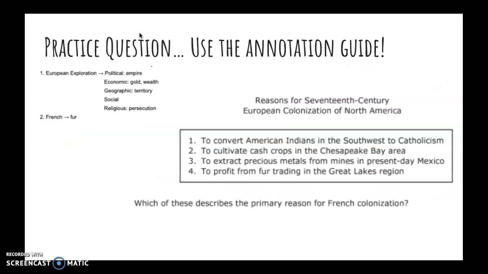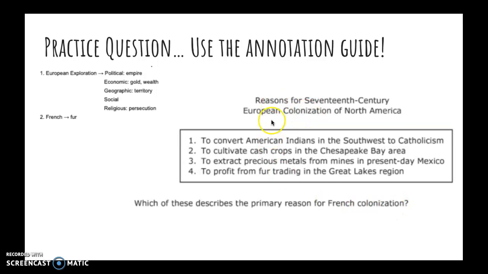So what would a practice question look like? And I want you to use the annotation guide. You'll see I've also put it over here for you. It won't be on all of them, so have it ready. So this question, and no, I don't have the multiple choices on here, so we're going to figure it out together. Which of these describes the primary reason for French colonization?